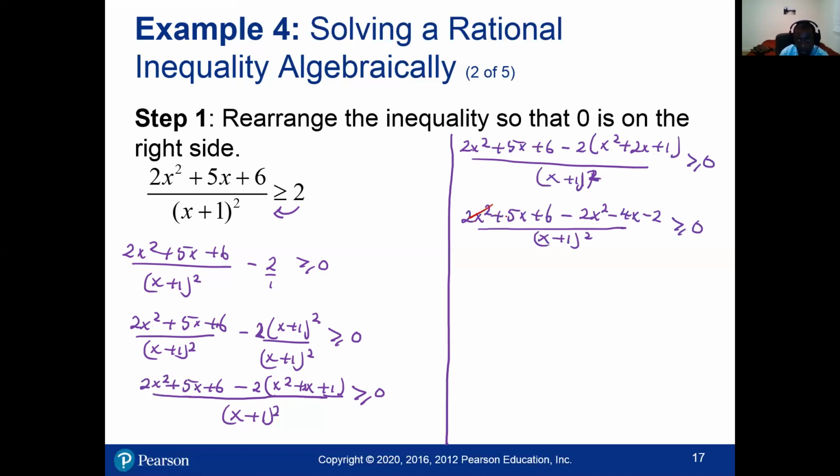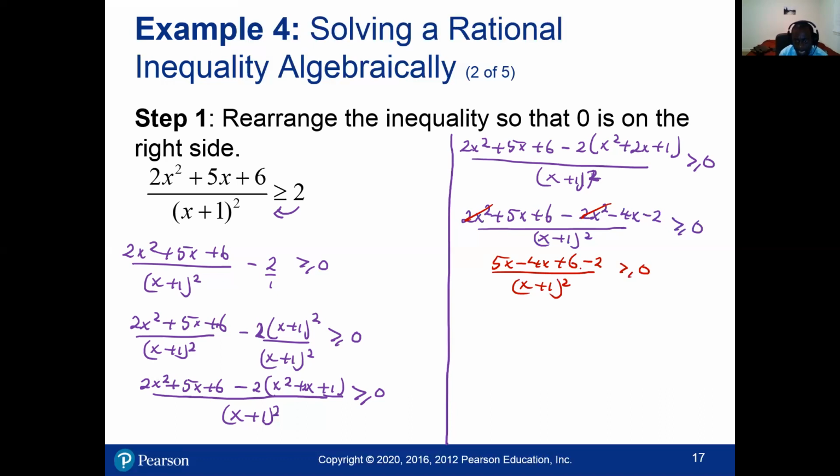2x squared will cancel minus 2x squared. Then we combine like terms. You get 5x minus 4x, and 6 minus 2. Then x plus 1 all squared greater than or equal to 0.